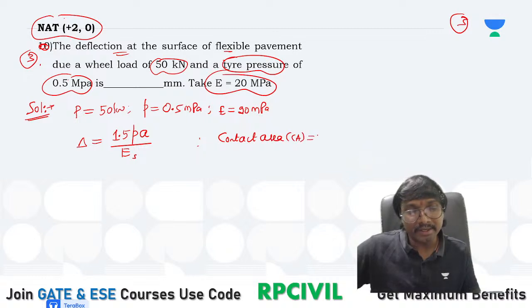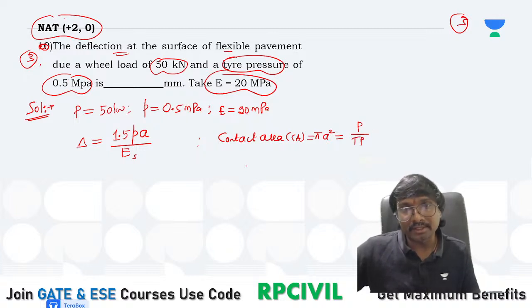What is the contact area? Pi a square will be equal to the wheel load P divided by the tire pressure. So now wheel load P divided by the tire pressure. And what is small a? Small a is under root capital P divided by pi into small p. So what do you have if you just observe under root?